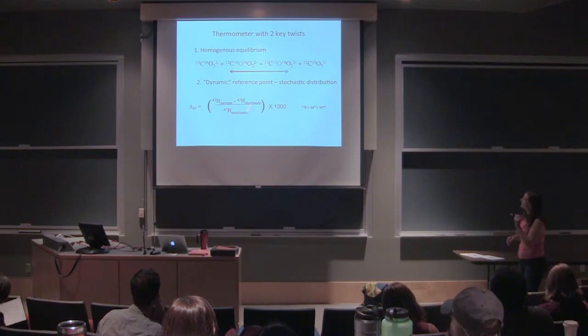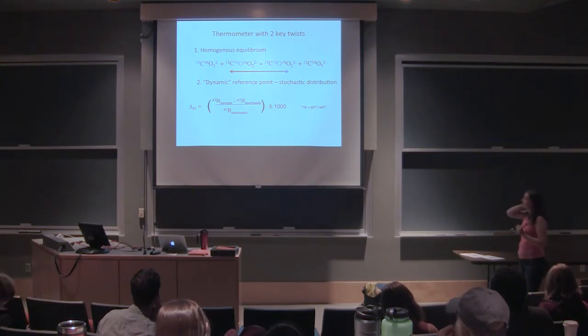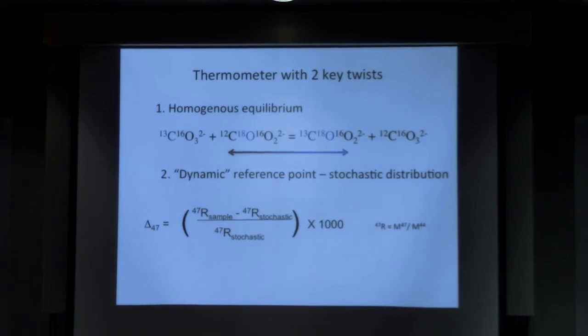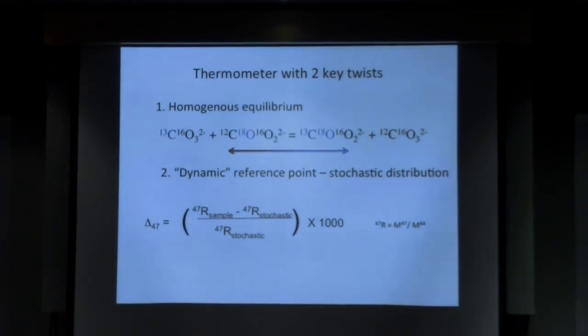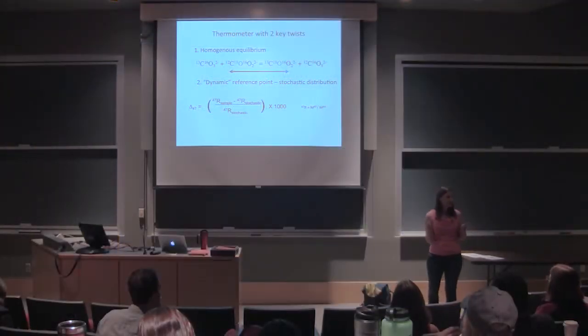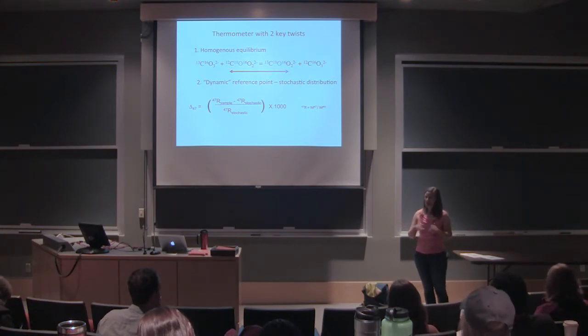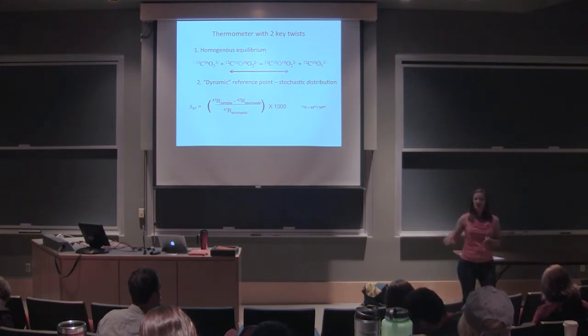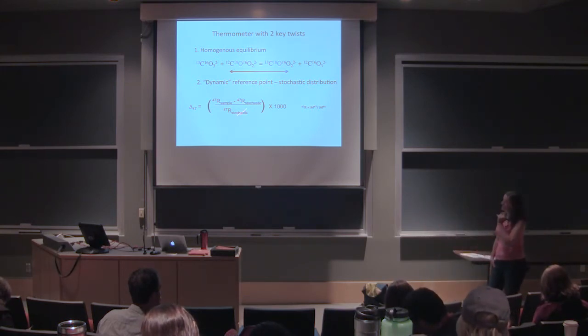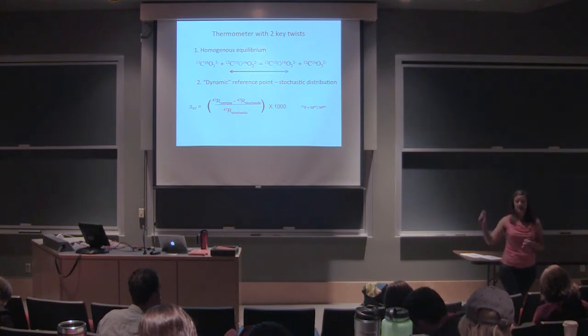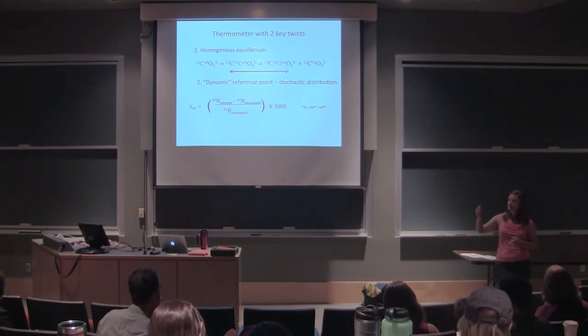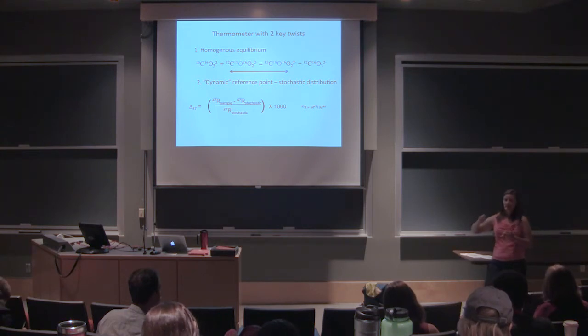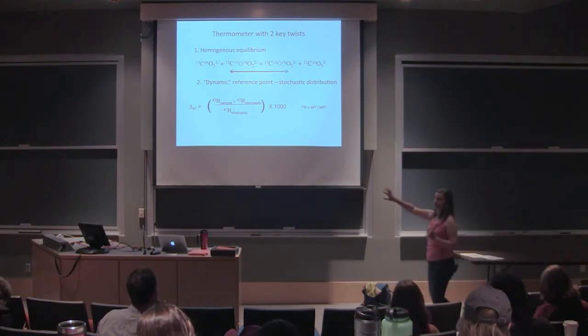Here, we have what's called a dynamic reference point, and it's basically the stochastic distribution of heavy isotopes available in a setting. So we've already talked about how the temperature dependence of this system is entirely based on cold temperatures promoting more clumping. So you can imagine at really high temperatures, you're going to move to a more random or stochastic distribution. So that stochastic distribution is what sets our framework. I call it a dynamic reference point because it's going to be different probably for every fluid you're precipitating a mineral out of.